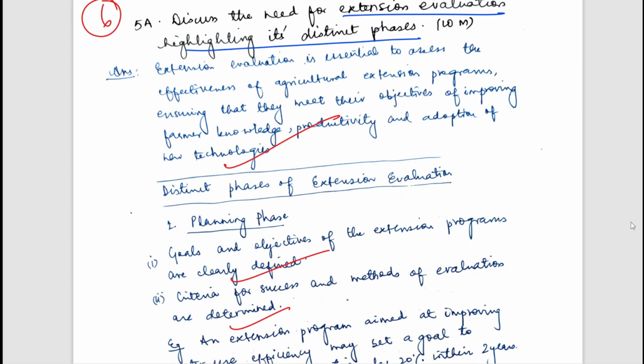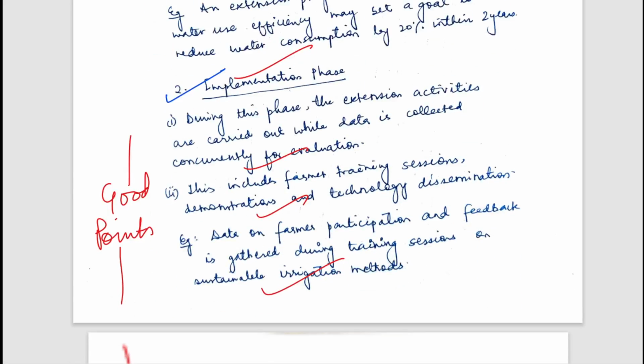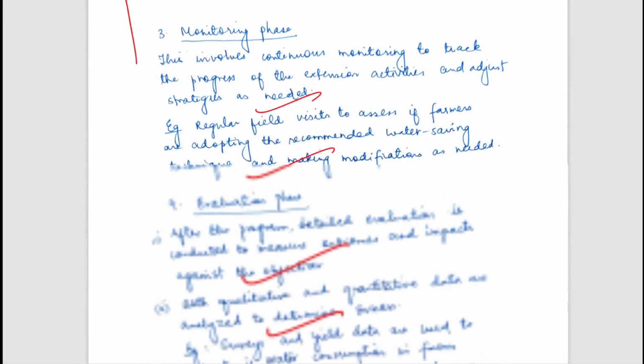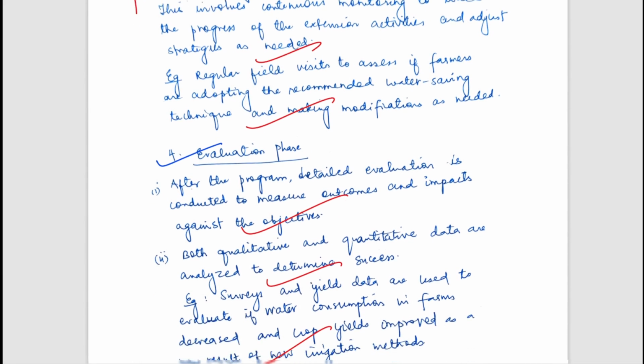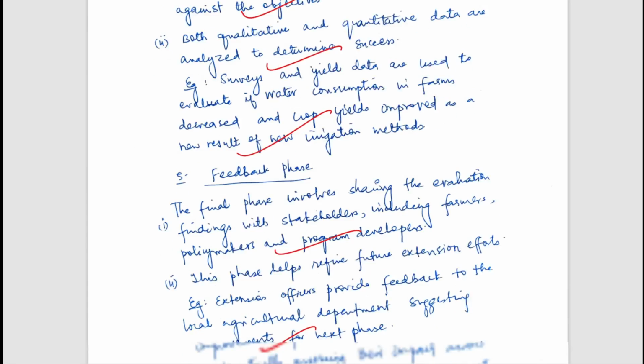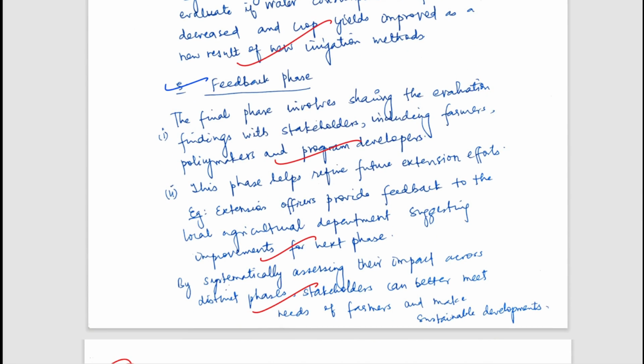So what are the phases of extension evaluation has to be discussed. First one is planning phase, you can read it. Second one is the implementation phase. Third one is the monitoring phase. Then we have evaluation phase where we evaluate the programs. Then we have feedback phase where we take feedback from the farmers who were trained or who have been reached through the program.